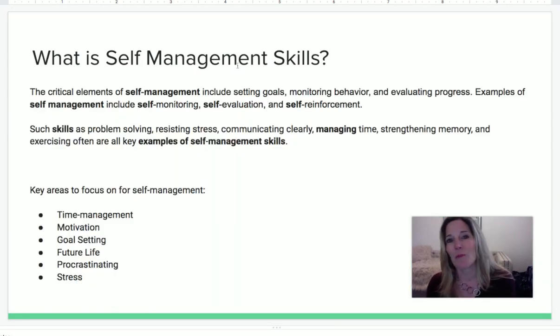So what is self-management skills? So the critical elements of self-management include setting goals, monitoring behavior, and evaluating progress. Examples of self-management include self-monitoring, self-evaluation, and self-reinforcement. So such skills as problem solving, resisting stress, communicating clearly, managing time, strengthening memory, and exercising are often key examples of self-management skills. And you could see again, all of these skills kind of overlap.